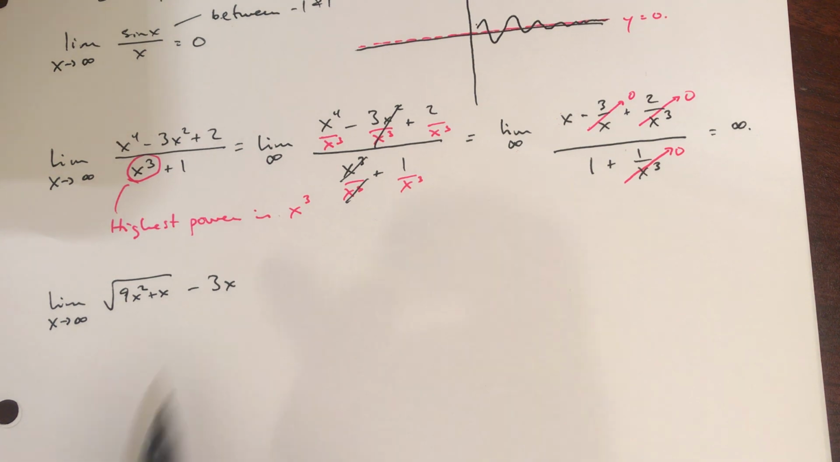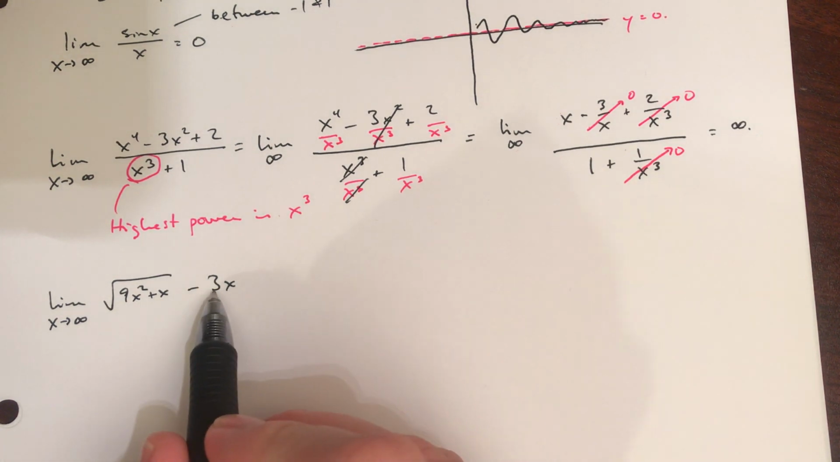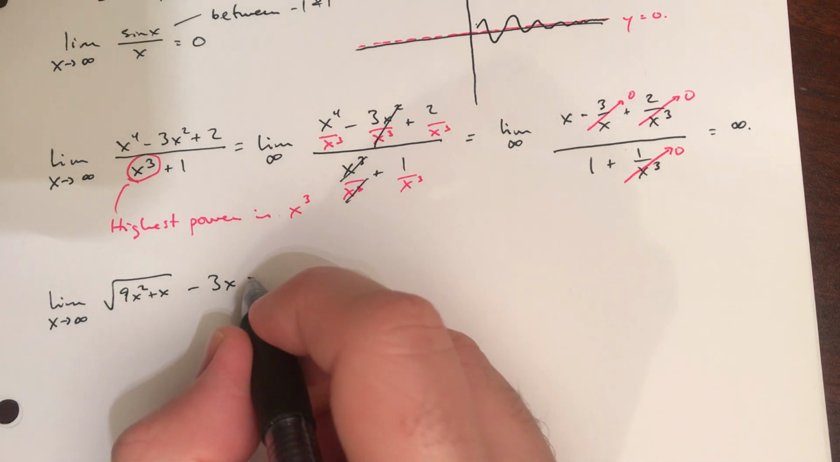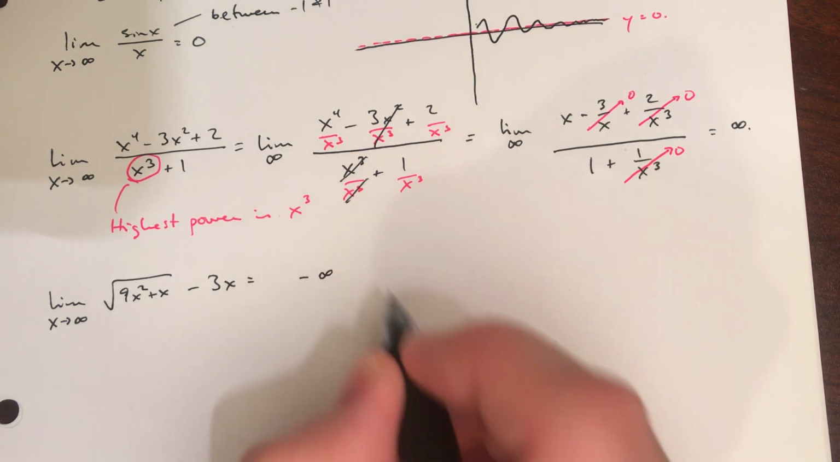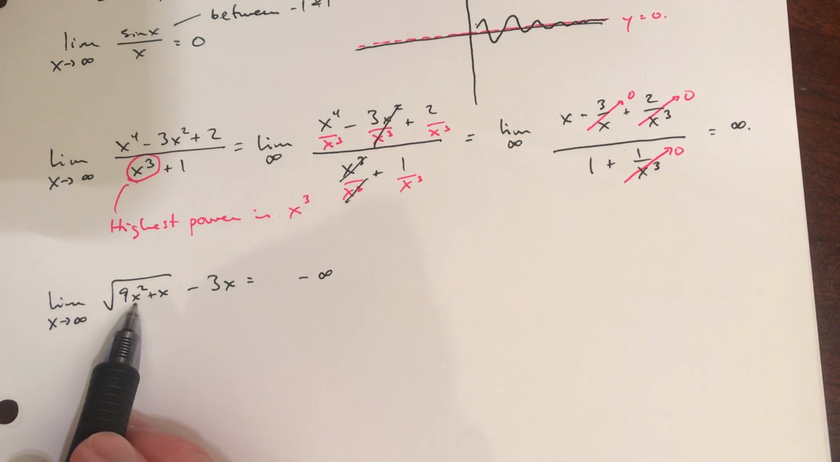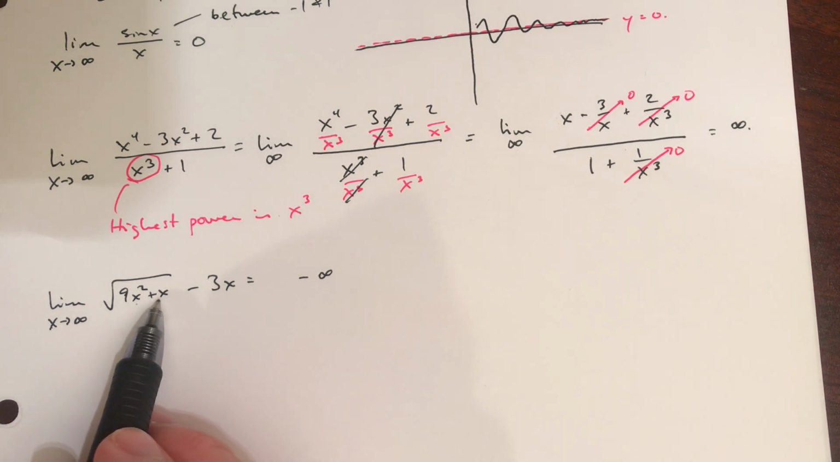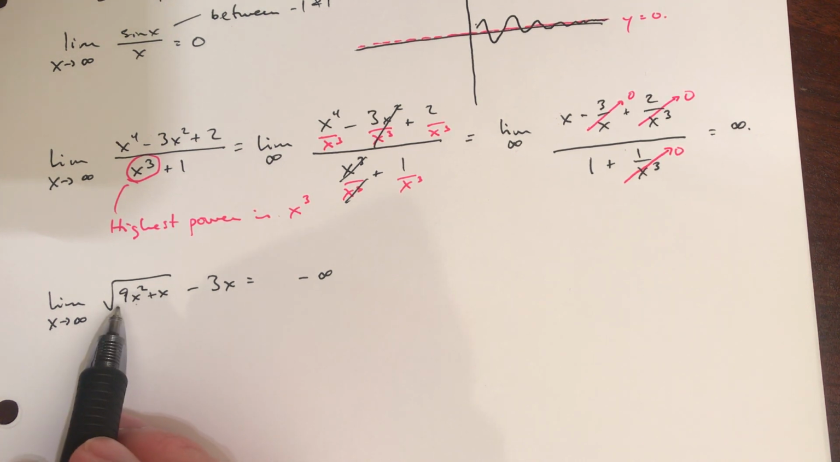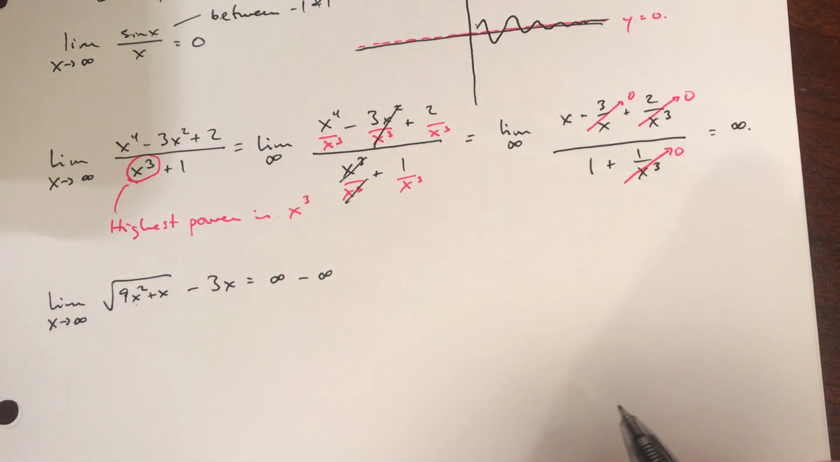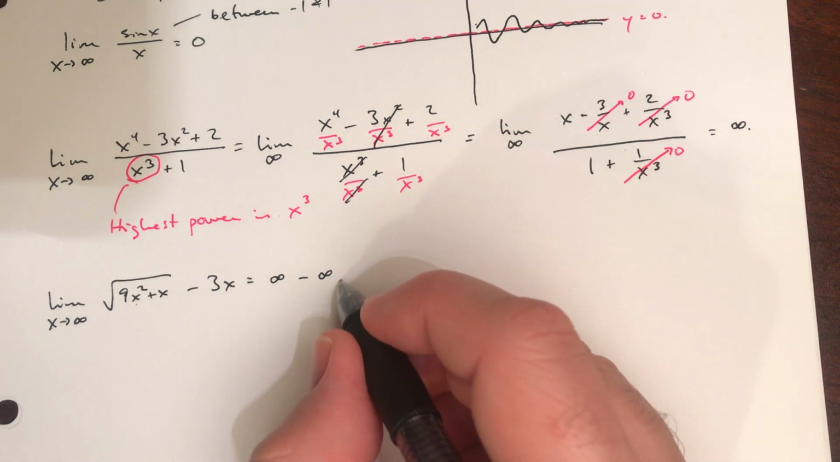Now, on one hand, of course, as x gets really big, this term is going to get very, very big as well. We're subtracting it. And again, as x gets really, really big, 9x squared is going to get really big. If I add x to that again, it's going to be even bigger. And if I take the square root of that, maybe it's not quite so big, but still pretty big. And we're left with something that kind of looks like infinity minus infinity.